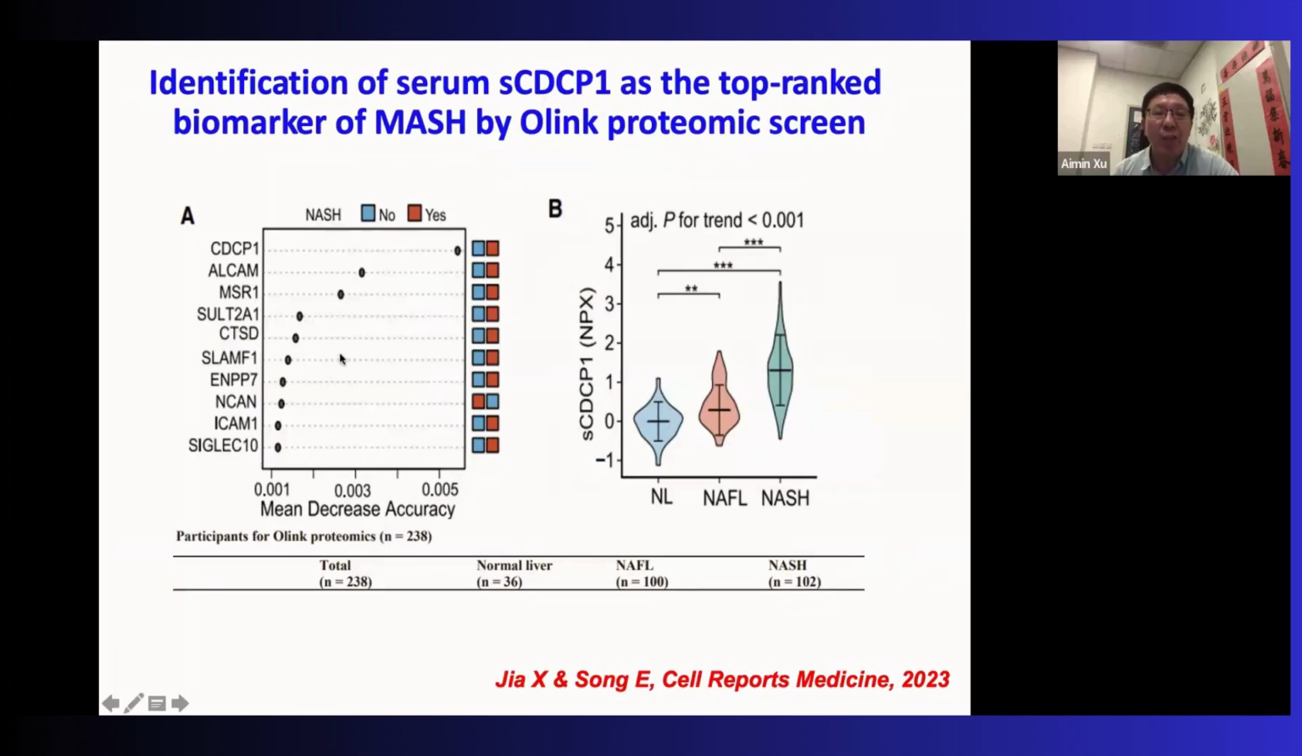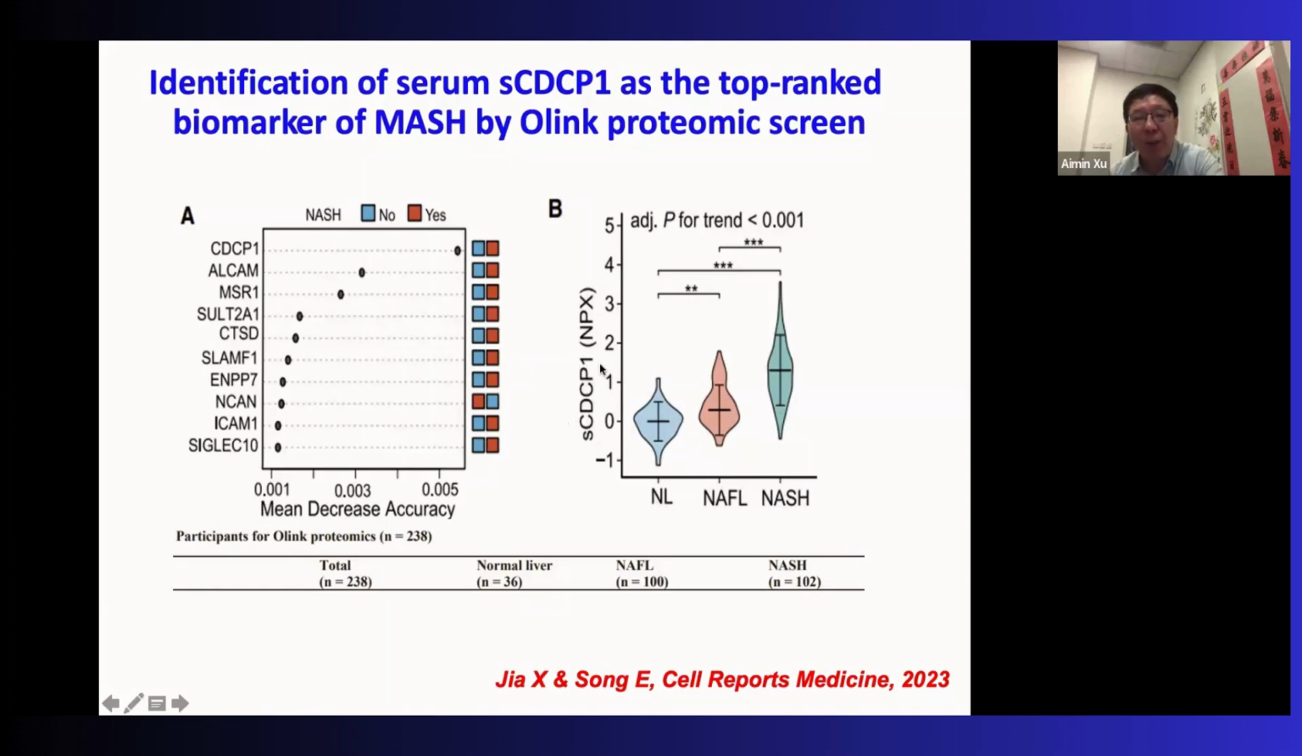As you can see from here, this CPCT1 is clearly the top candidate. It can clearly differentiate patients with NASH from those with simple steatosis and also normal liver. In this situation, as you can see, in NASH there is a several-fold increase in secreted CPCT1.